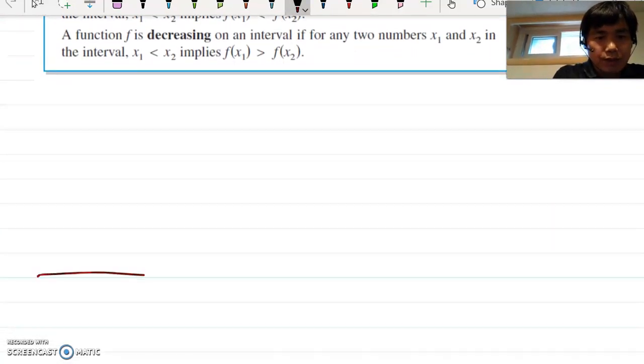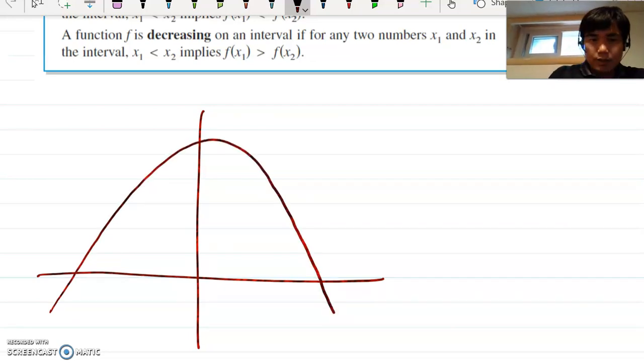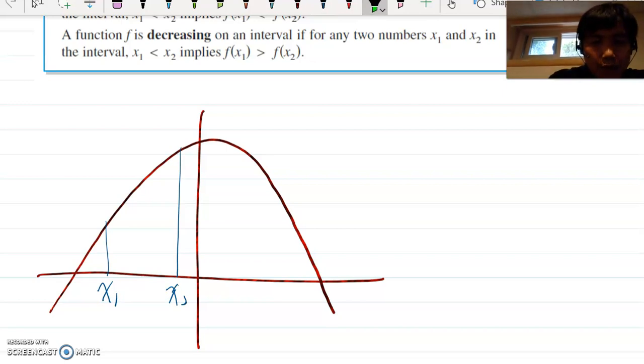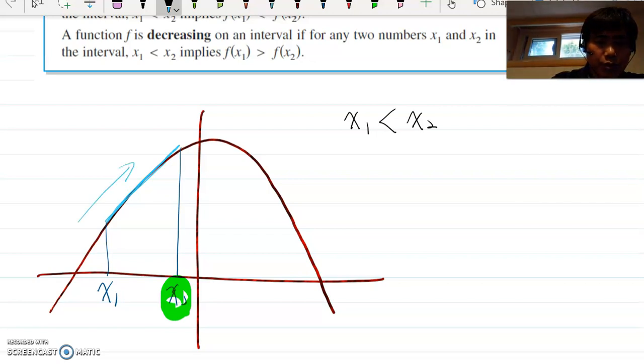So let's just draw a plain graph, and make a little bit larger curve here, something like that. Now I'm going to set up two x values. This is x1 and this is x2. As you see, x2 is on the right side compared to x1, so definitely x1 is less than x2. When we look at this line from here to here, this is increasing. How do you know? It's going up here, so it's increasing.